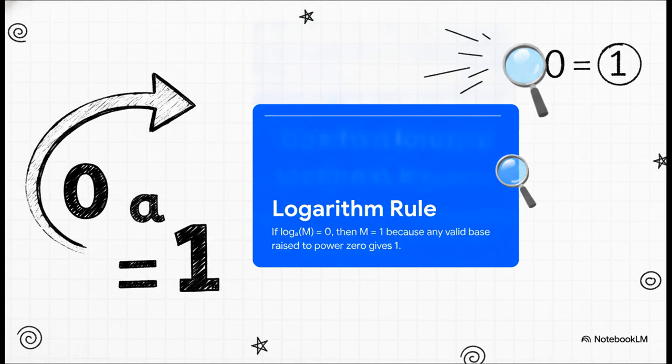Now, to unlock the rest of this problem, we need to use a fundamental shortcut, what we call the logarithm zero rule. It's super simple, but absolutely crucial. The rule states that if log base a of any expression equals 0, then that inside expression must be exactly 1. Why? Well, a logarithm is really just a question about exponents. It's asking, what power do I raise the base to get the inside number? Since the power here is 0, and any valid base raised to the power of 0 equals 1, the inside has to be 1.